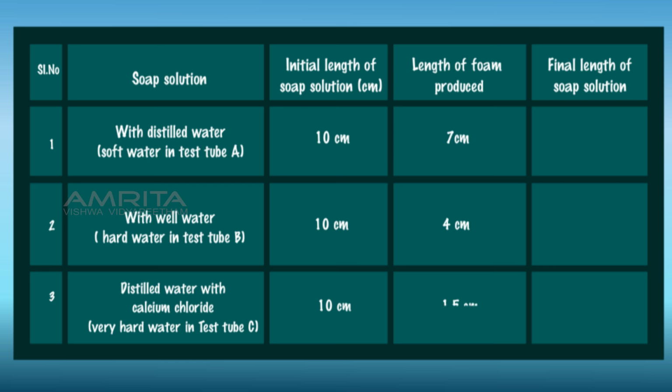Soap solution in test tube A produces the maximum length of lather. Soap solution in test tube B produces a smaller length of lather, and solution in test tube C produces the minimum length of lather.